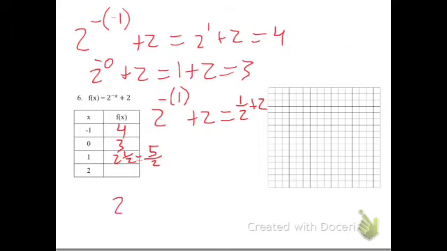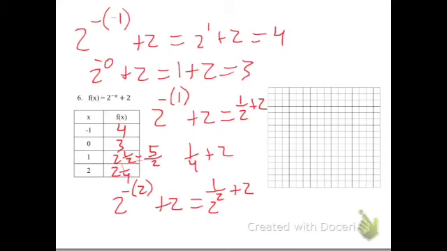And then our last one, 2 to the negative 2 power plus 2. When you have a negative power, you put it under 1 with the positive power there. And you still have to add 2. Well, 2 squared is 4. So this fraction here is going to be 1/4. And you still have to add the 2. So you're going to have 2 and 1/4, which is the same thing as 9/4.